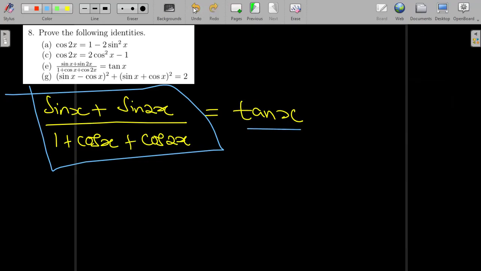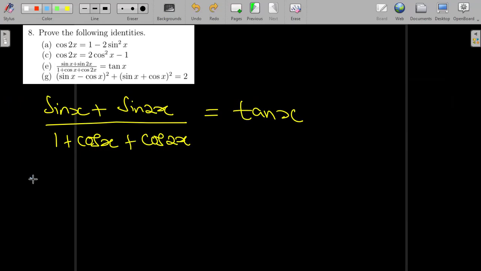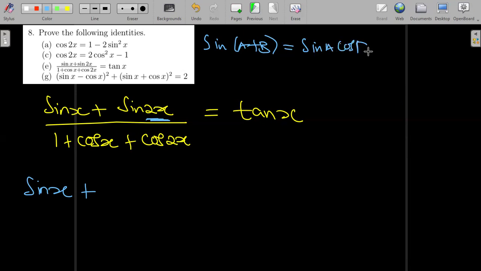So we can write the sine x the way it is, plus this one here, which is a double angle. Sine A plus B is the same as sine A cos B plus cos A sine B. So for the sine, we follow the sign. If there's a plus here, we put a plus there. But for the cos, it's the opposite. If there's a plus here, there we put a minus. If there's a minus, we put a plus.